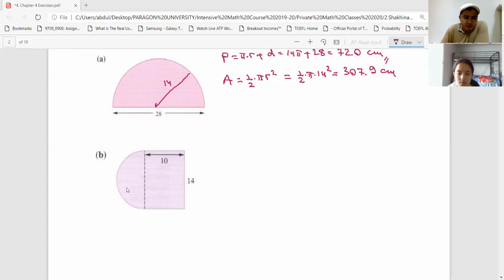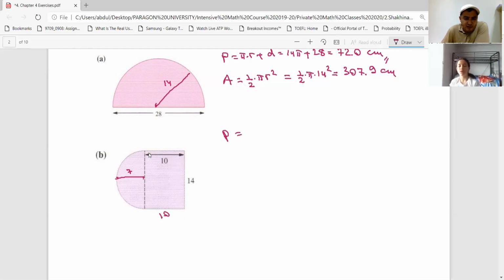Now there's a semicircle. Since the length of this rectangle is 14, what do you say about the radius of this circle? 7. Because this one is the diameter, 14. Half of the diameter is the radius, so the radius of the circle is 7. So now let's find the perimeter. This side is 10. Also this side is 10, right?